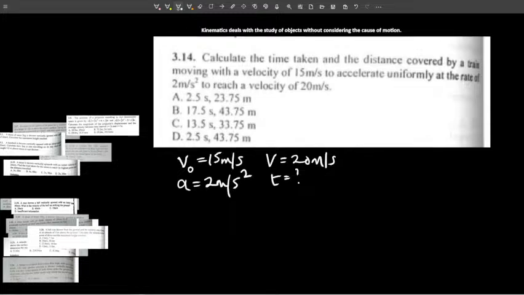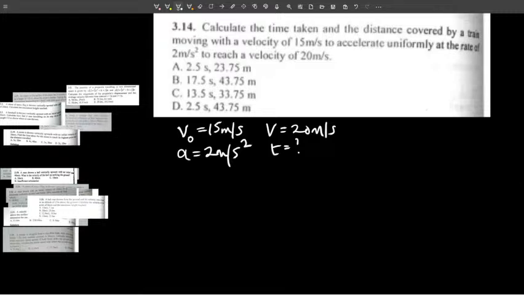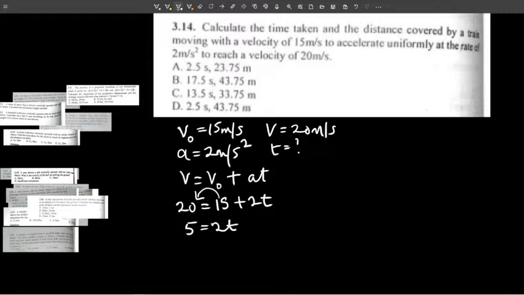So to find t, what can we use? We know that V equals V naught plus at. So our V is 20. So 20 equals 15 plus 2t. So bring this over here. We're going to have 20 minus 15 gives me 5 equals 2t. Divide both sides by 2. My t will be equal to 2.5 seconds. So our answer is either A or D. So let's find the other part of the question.